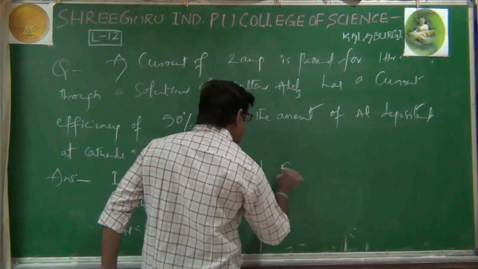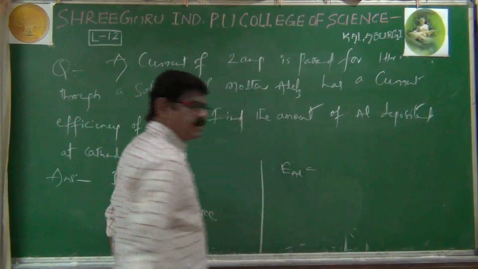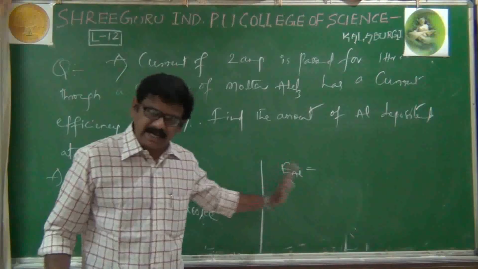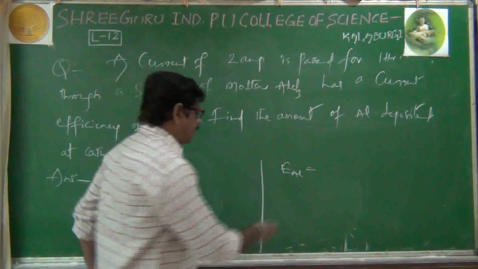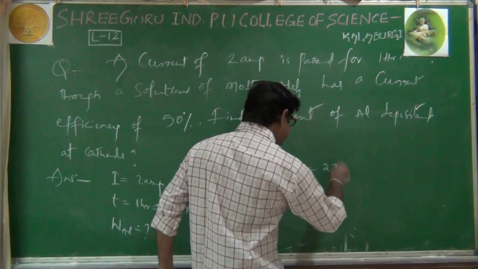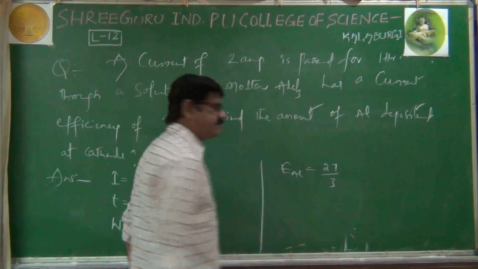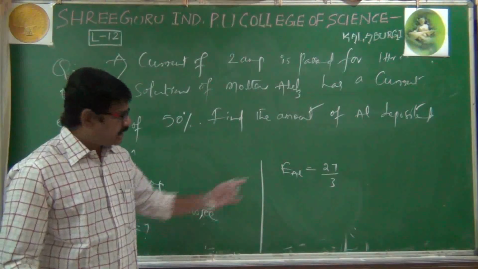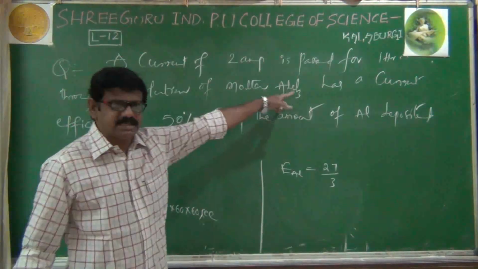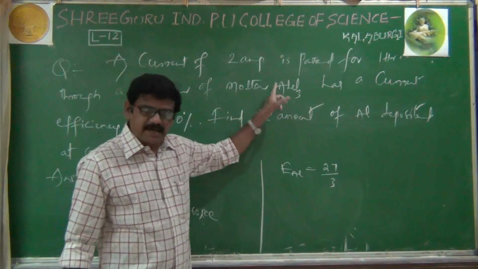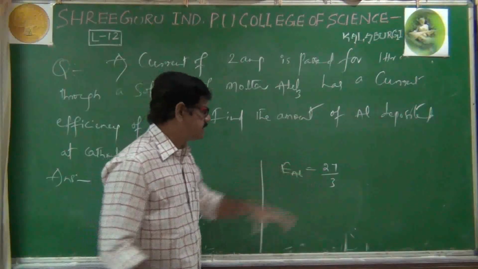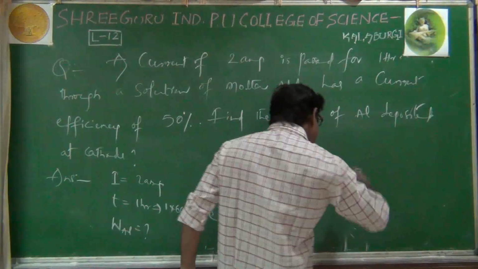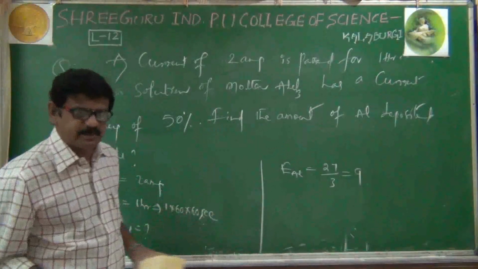And here the equivalent mass of aluminium is also needed. The equivalent mass of aluminium has not been given in the question, but we can write that value. How? Atomic mass of aluminium is 27 divided by valency of aluminium, which is 3. How do we know the valency? From AlCl3, in that Al has a plus 3. Al valency is 3. That's why divided by 3. 27 by 3 is nothing but 9. Up to here there is no problem.